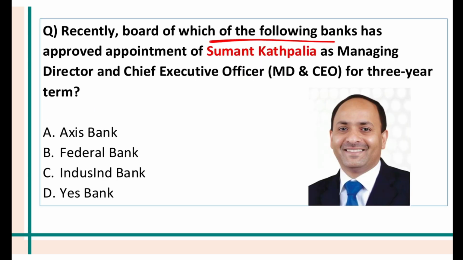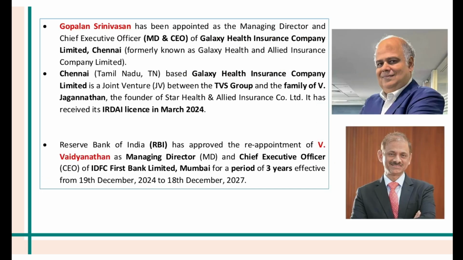Board of which of the following banks has approved Sumant Kathpalia as their managing director and CEO for a 3-year term? 3-year term. So the answer is IndusInd Bank. Once again, he has become the managing director and CEO for 3 more years. Gopalan Srinivasan has become the managing director and CEO of Galaxy Health Insurance Company based in Chennai, and RBI has approved the reappointment of V. Vaidyanathan as managing director and CEO of IDFC First Bank based in Mumbai.